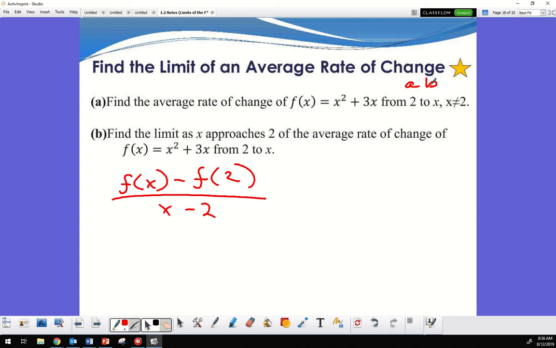Okay, so let's try the f of x. f of x, I would just write x squared plus 3x, right? Now minus f of 2. So let's plug in f of 2. So that's 4 plus 6, because I'm plugging this in. So I'm going to get 10, right? So it's going to be minus that function, which is?